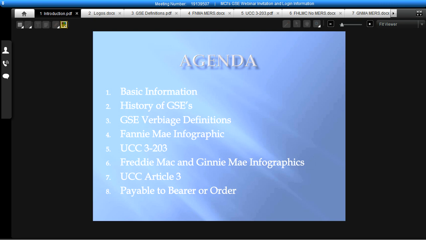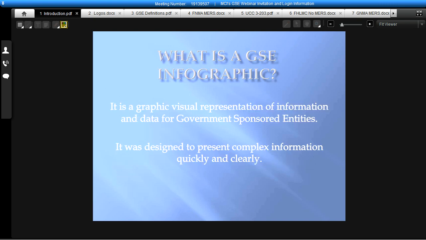What is a GSE infographic? Well, a couple of months ago, I had a bunch of clients that were asking me for a better way to explain to them the analysis that mortgage compliance investigators put out. So what I came up with was an infographic. It is a graphic visual representation of information and data for government-sponsored entities. It was designed to present complex information quickly and clearly.